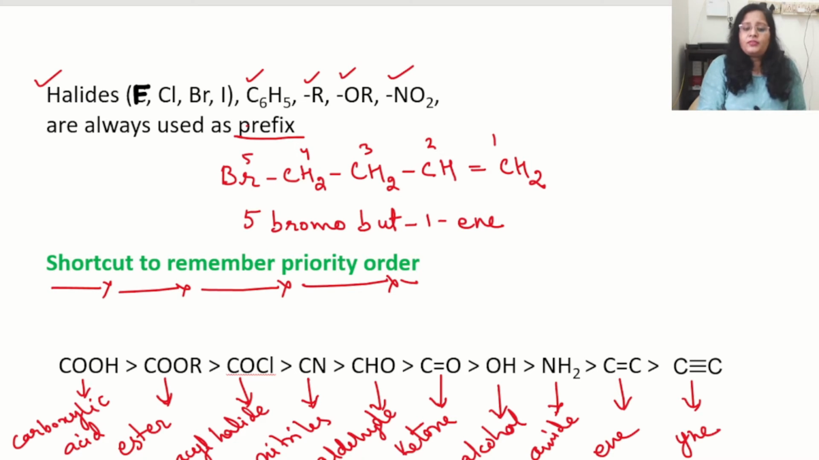In the same way, if we have a double bond and a triple bond both in the same compound, what will we do? We will give preference to the double bond according to this list. The double bond will be prioritized and given the suffix, and the triple bond will go to the prefix portion. So this priority list is very important to learn. So keep practicing, learn these topics. Till then, bye.